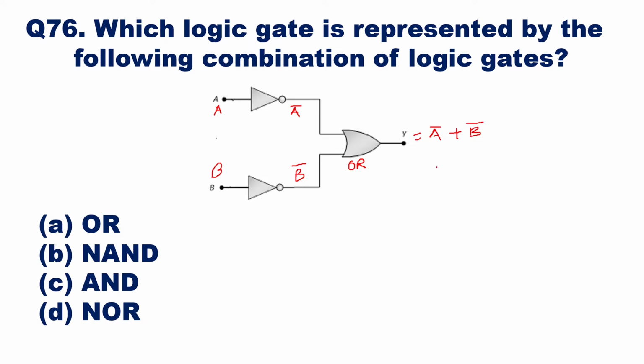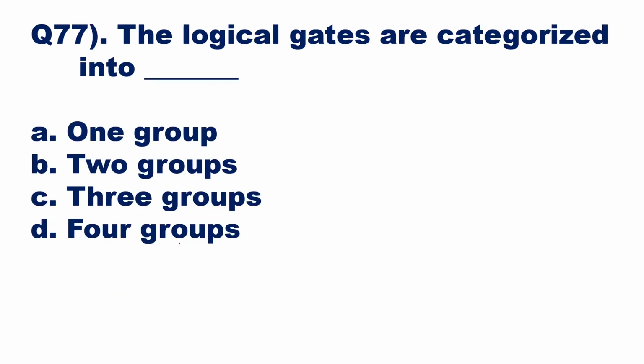Now here A bar plus B bar can also be written as AB the whole bar according to our De Morgan's theorem. So here AB the whole bar is nothing but the output of a NAND gate. So option B will be the right answer, NAND gate. The above circuit represents a NAND gate. Then we'll go to the next question.